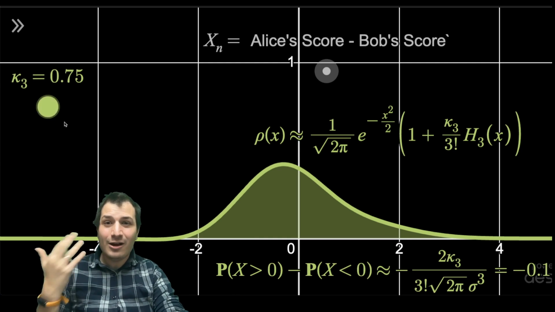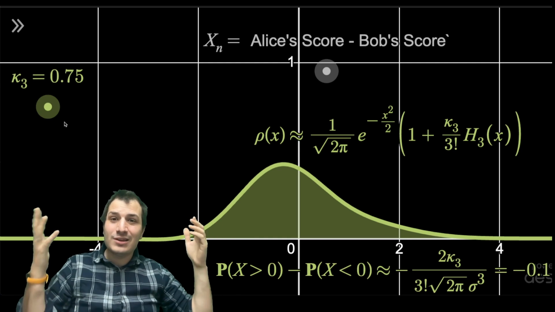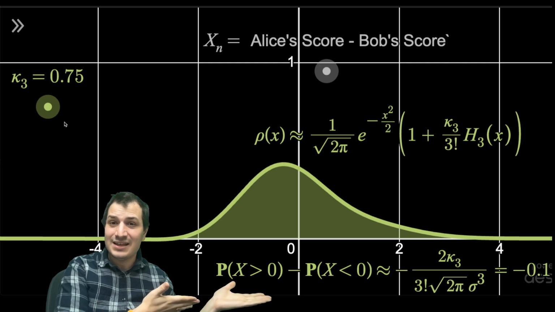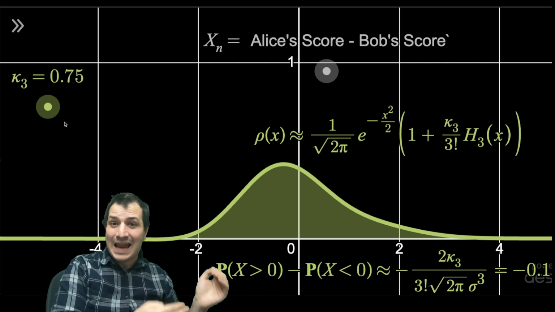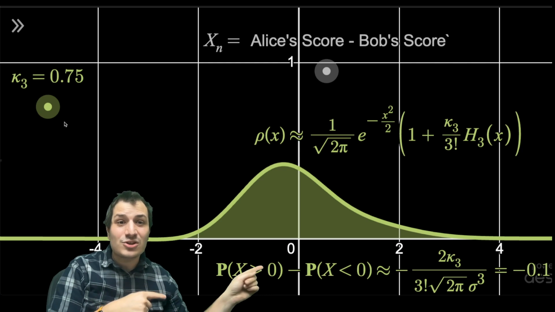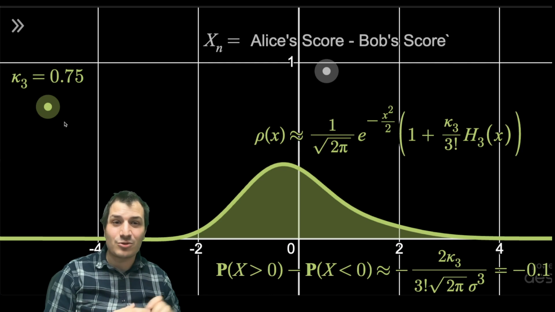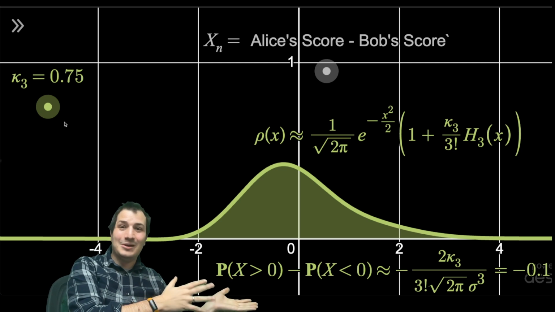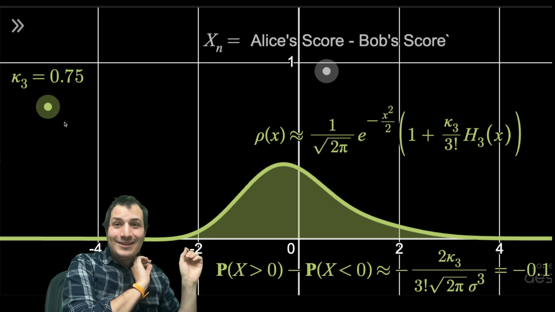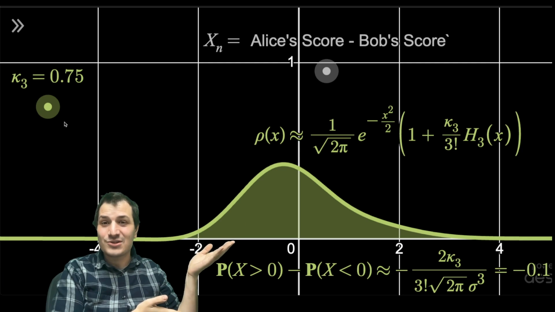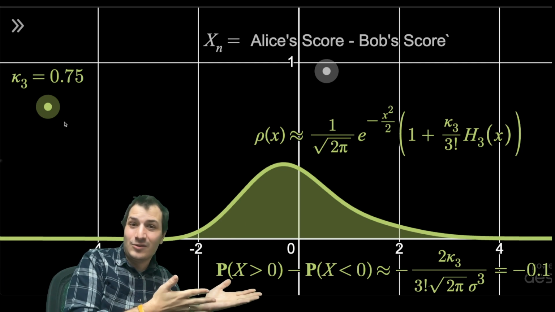And if you calculate with this distribution, you say, I would like to know the difference between the probability it's bigger than 0 minus the probability it's less than 0. In our problem, that's exactly the difference between Alice winning and Bob winning. You can calculate that by this formula. It's 2 times kappa 3 divided by 3 factorial times the square root of 2 pi times sigma cubed. So kind of a nasty formula, but it tells you if you can calculate kappa 3 and you're able to use the Edgeworth series expansion, then you can calculate this probability.